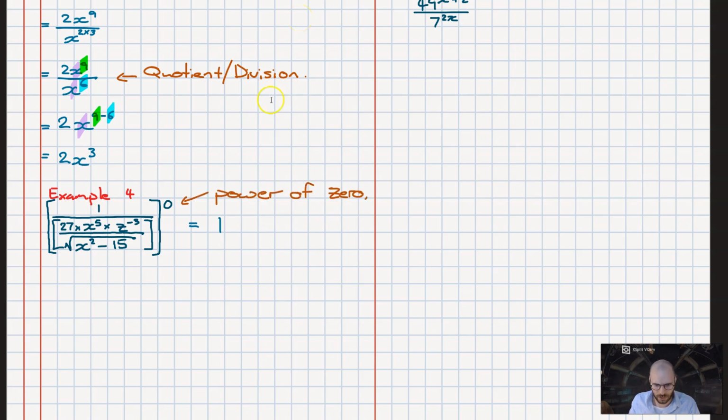So the point of these questions is, don't overcomplicate it. Just look at what you have and then manage it. So there's a 0 outside, so inside becomes 1. Nice and simple.